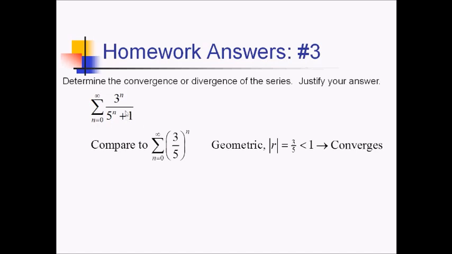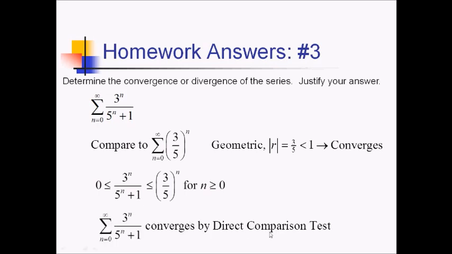So we can write 0 less than or equal to 3 to the n over 5 to the n plus 1, less than or equal to our comparison series of 3/5 to the n. And this is going to be true actually immediately at n equals 0. At 0, you've got 1 over 2, which is going to be less than or equal to 1, which is what this stuff comes out to when you plug in 0 for n. So this is true for n greater than or equal to 0. Since we've shown that our original series is less than a converging series, that means our original converges by the direct comparison test.